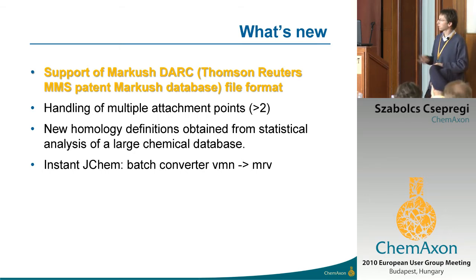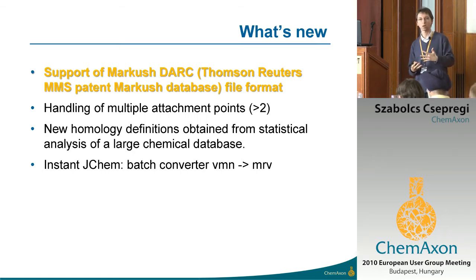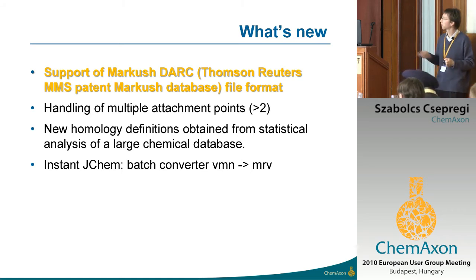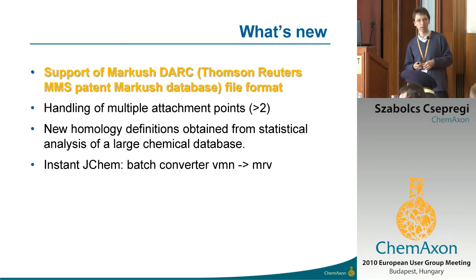Another improvement was that for the enumeration, we provide an example set for the homology groups. And we just replaced this example set with a much higher quality example set. And we have obtained this example set, in this case, by automatic statistical analysis of a large chemical database.